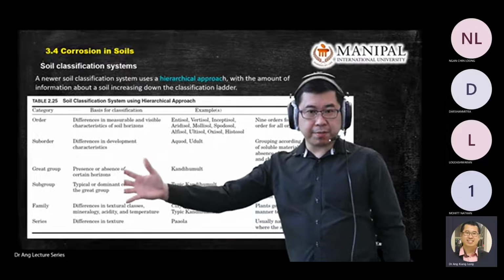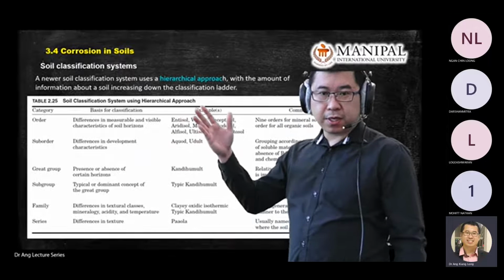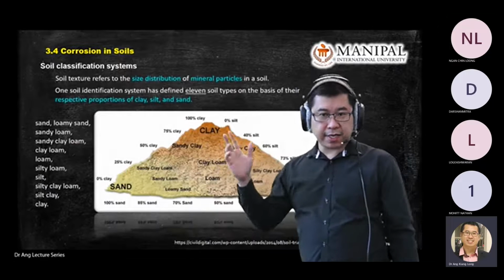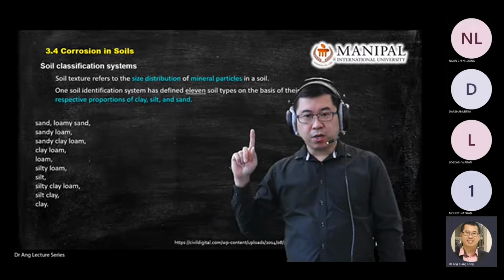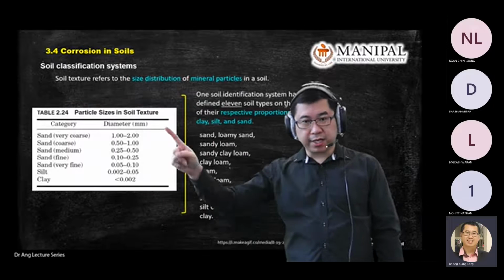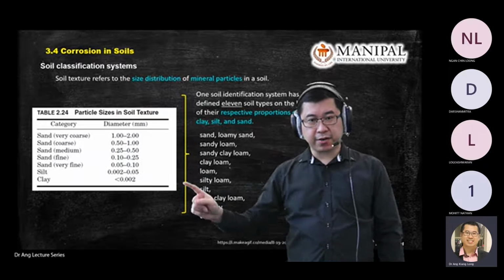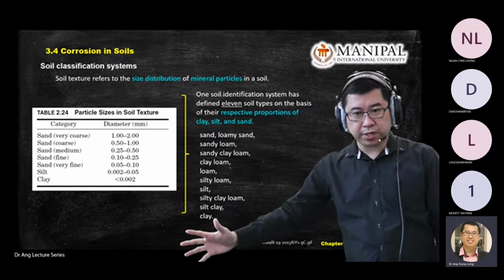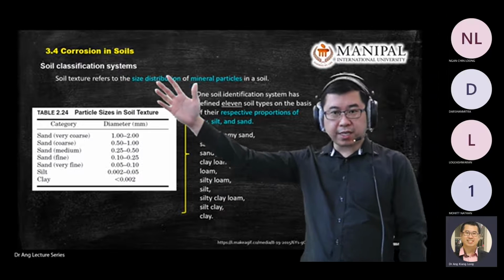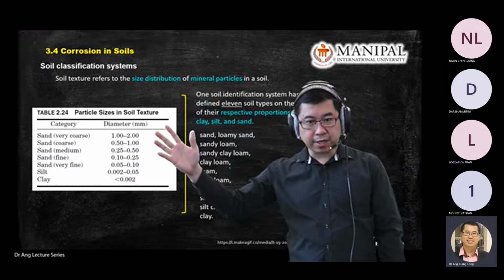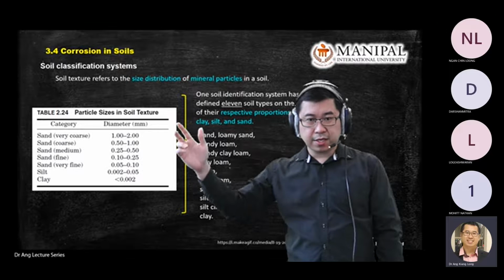There's also another table. Just now, there are two main systems for classification. One is based on particle size: sand, silt, and clay. This is the old system to classify soil based on particle size, sand, silt, and clay.